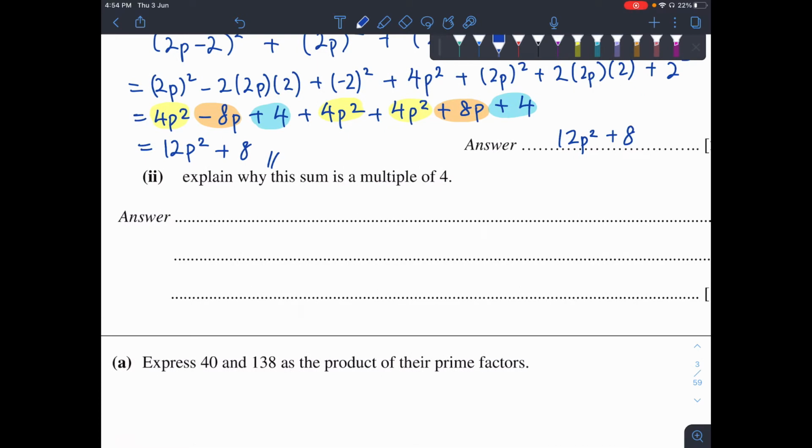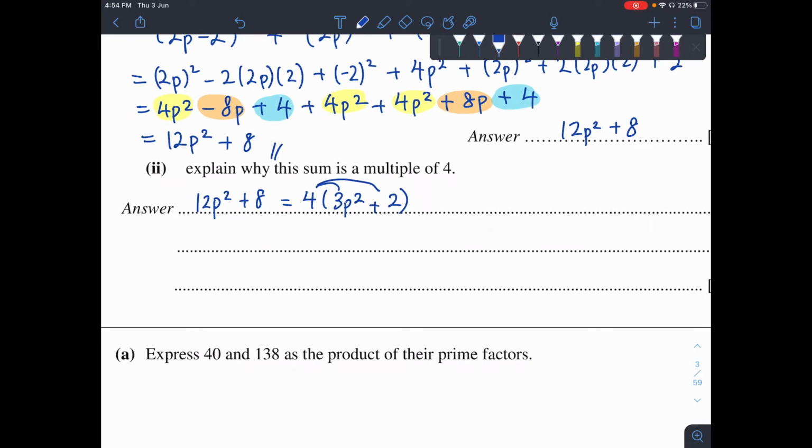Explain why this sum is a multiple of 4. Okay, so for this we want to show that we are able to take out 4 as a common factor. So 12p squared plus 8. Okay, what we can do is that we can take out number 4 here, and then we can factorize it to give you 3p squared plus 2. Okay, so that when you multiply it like this, you would get back 12p squared plus 8. Okay, so since you can take out the number 4 here as a factor, it is a multiple of 4.